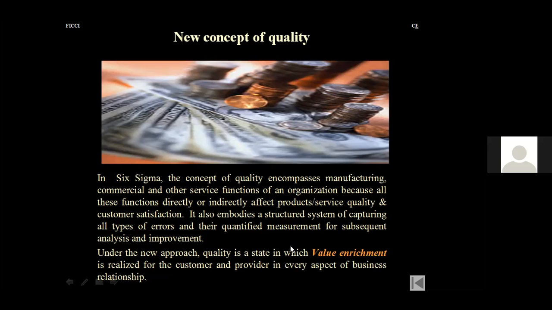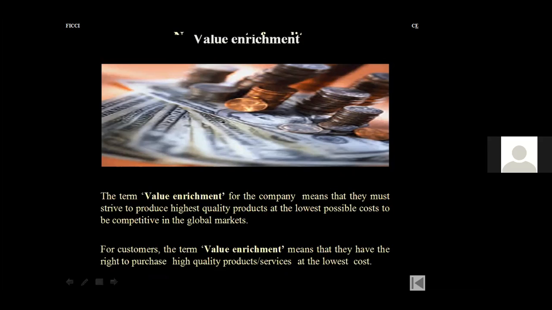So under this new approach, we call quality a state in which there is value enrichment. Now we are talking of the value enrichment. The value enrichment for the customer. कि customer को कितनी value दे रहे हैं, that is what the quality reflects. And the term value enrichment for the company means that the company must produce highest quality products at the lowest possible cost. That is from the company's point of view.